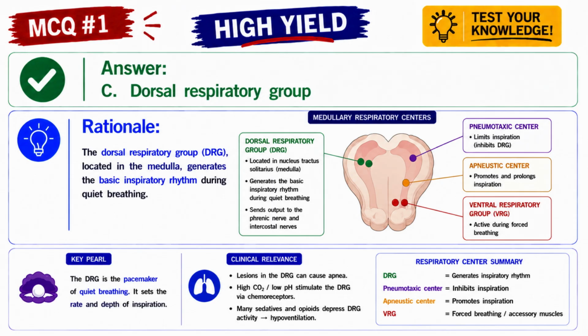The DRG receives input from peripheral chemoreceptors and lung stretch receptors, modifying its output based on the chemical and mechanical state of the patient. The ventral respiratory group, VRG, located in the ventral medulla, is primarily active during forced breathing, exercise, hyperpnea, when active expiratory muscles need to be recruited. During quiet breathing, the VRG is largely silent. The DRG does all the work. Dorsal respiratory group, pacemaker, quiet breathing, inspiratory rhythm, phrenic nerve output, diaphragm contraction.